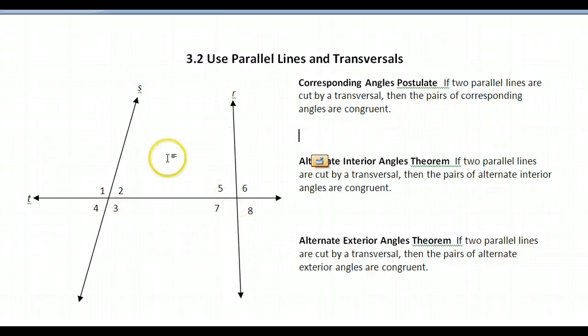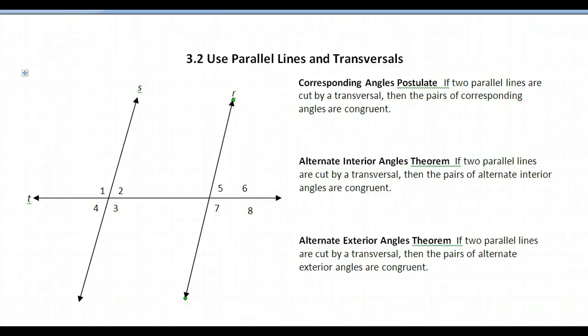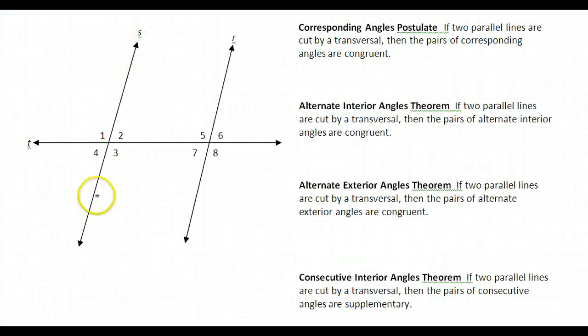Now, if those lines that are cut by a transversal are parallel, we have a bunch more information that's true. If S and R are parallel, I'm going to mark them parallel with these two arrow symbols, then I have a bunch more ways that the kinds of angles are related to each other.